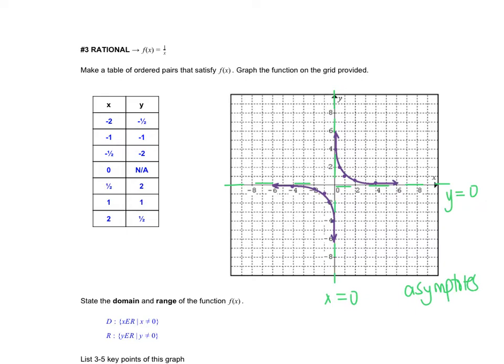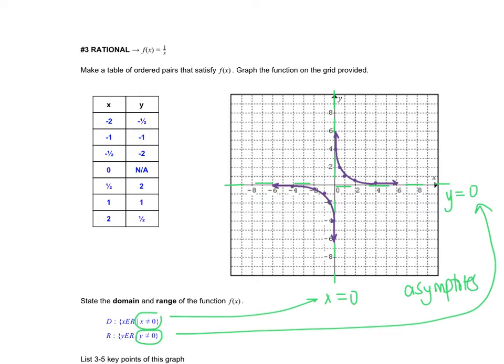So if we look at our domain and range, we can see the asymptotes right there. The domain is x is an element of all real numbers, but x cannot equal 0. And that matches this vertical asymptote. And for the range, y cannot equal 0. And that matches the horizontal asymptote.